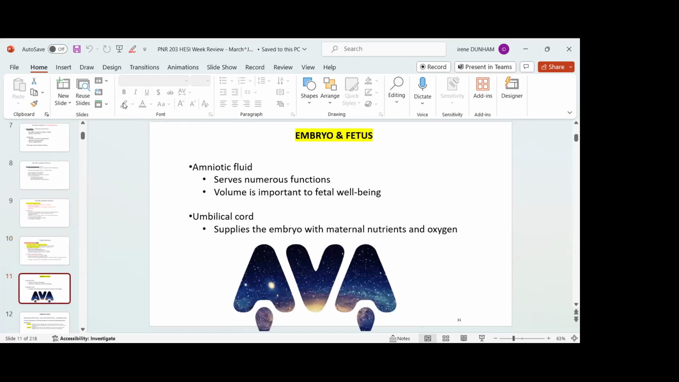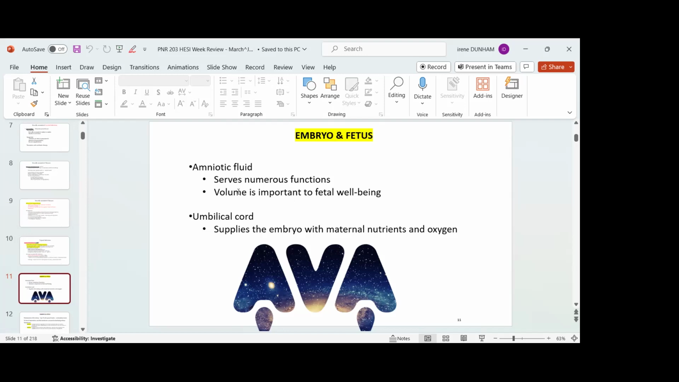All right. So let's start here now. We're going back and talking about the embryo and the fetus. Okay. Do you remember AVA? That's an artery, vein, artery. So we have two arteries and one vein. And remember, the amniotic fluid serves numerous functions. And the volume is important to fetal well-being.